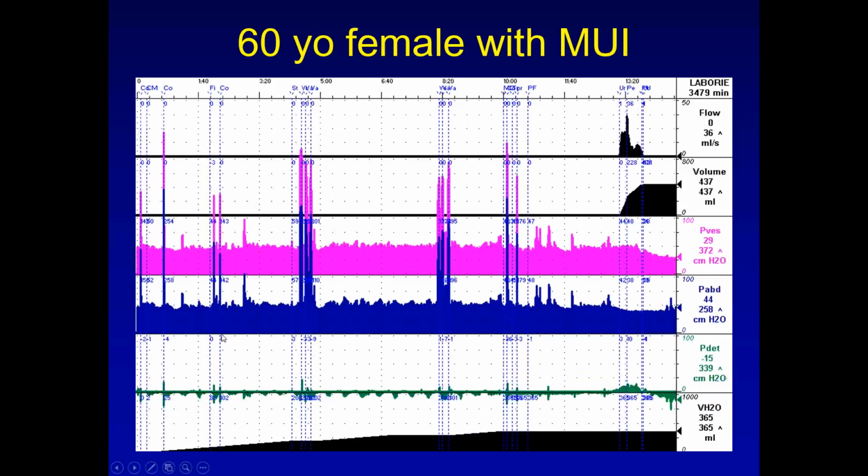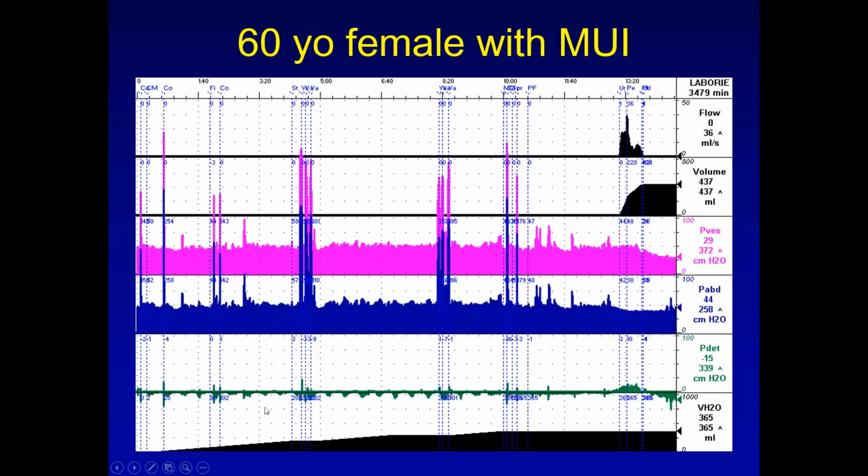Now here's her tracing. Her first sensation kicked in at 88 cc's, which is a little early. That's the FI down here. Her capacity was 365, but ultimately we got 437 out of her. So capacity is 437. That's pretty good. I'll tell you that most of the time with OAB patients, they tend to have a smaller capacity. So I'm a little less impressed now with her OAB. Her sensation was a little early. That tends to go with OAB. So her first sensation at 88 is a little early. That fits OAB, but her capacity is normal.